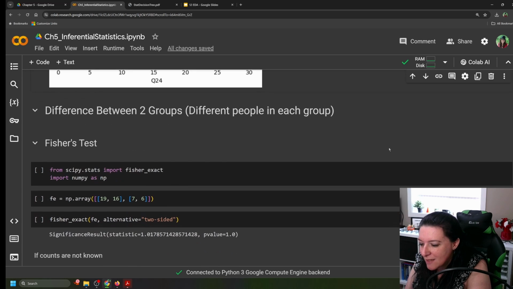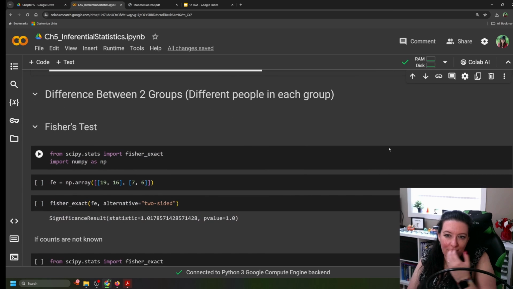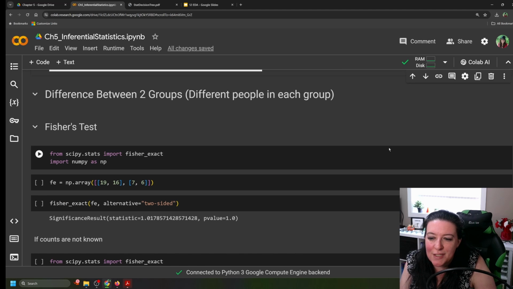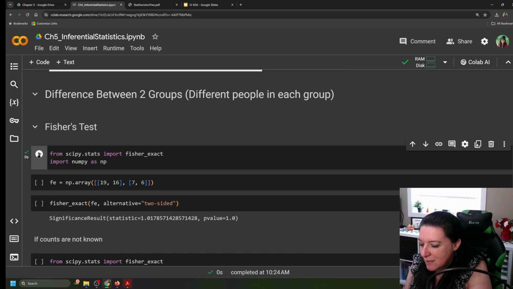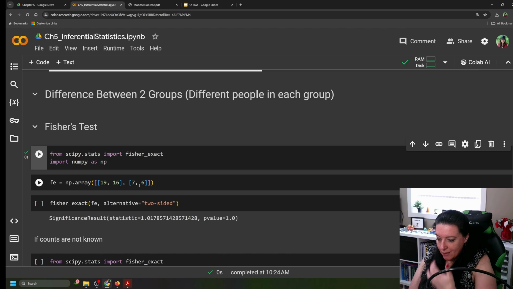Let's start with the Fisher test. When we're doing these tests, we're looking at the difference between 2 groups, and these are different people in the 2 groups. The way the Fisher test works is that we have our data here, and we can simply enter in the information. We don't actually have to pull it from anywhere. We're going to need the Fisher exact, and we're going to need NumPy as np in order to build the array of data. So we first import our package, and then we have our information here.